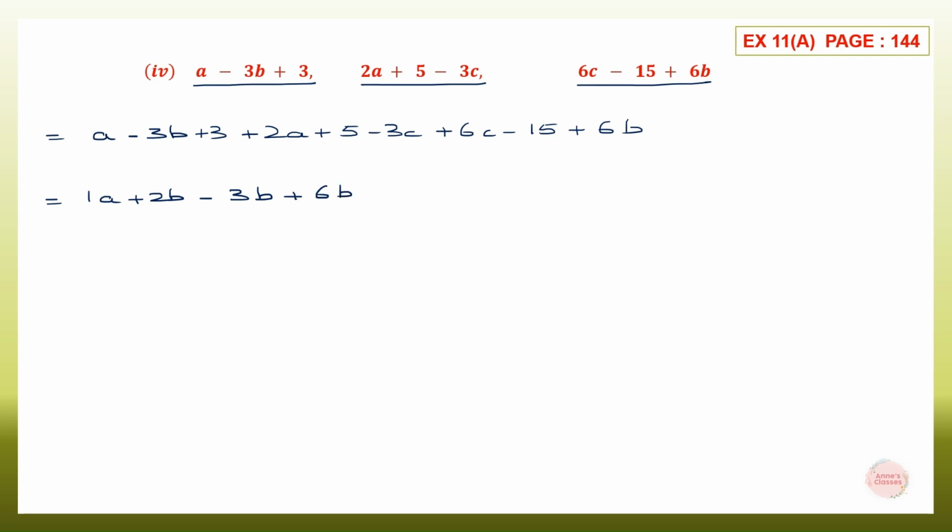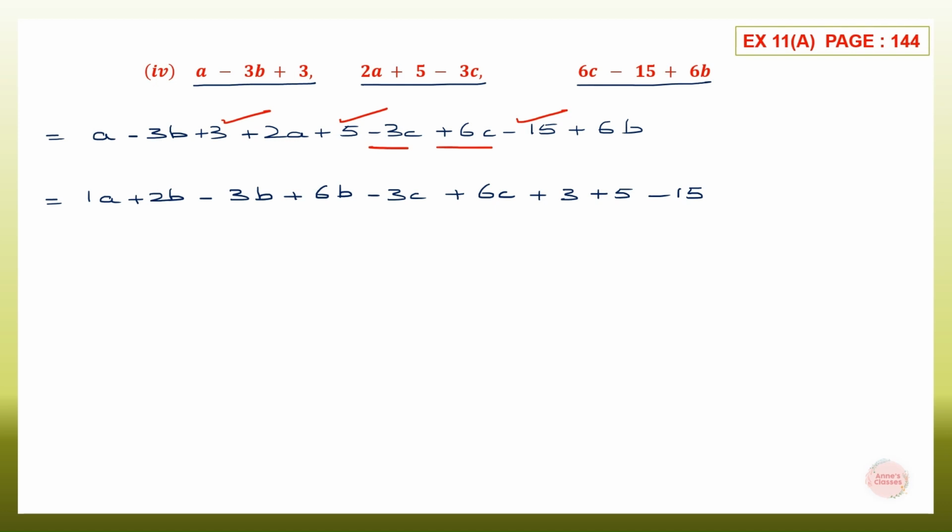Now let's go on to c. We have c left. So c is minus 3c plus 6c. Now that is also over. Now we have the numbers 3, plus 5, minus 15. So let's write that: plus 3 plus 5 minus 15. I hope you have covered everything.